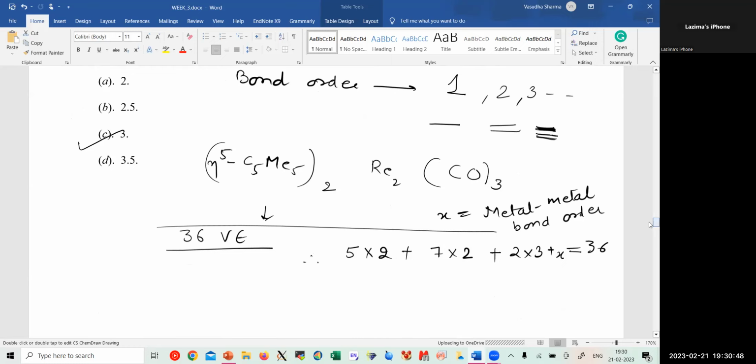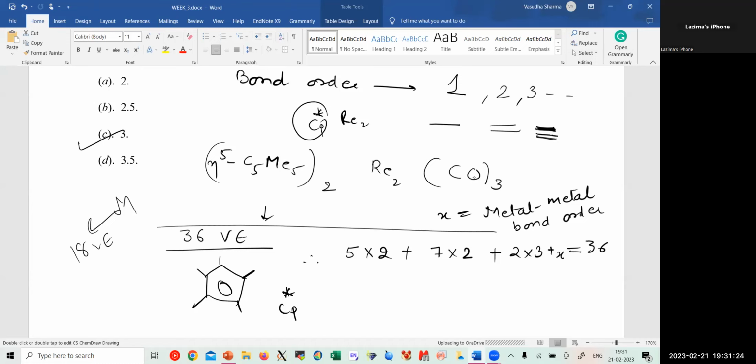Since we know that this complex is a 36 valence electron complex, why am I saying 36? Because one metal will have an 18 valence electron. Since there are two, this will form a 36 valence electron. Generally, it will form. And now we need to take all the contributions. Firstly, the C5Me5 is nothing but your substituted Cp ring, which is having methyl. This is sometimes called Cp star. So sometimes in papers, it is given as Cp star ring. So don't get confused at what it is. It is nothing but your substituted cyclopentadiene. So we know that Cp and Cp star both will give you five electrons. So five electrons, since they are two in number, we have multiplied it with two.